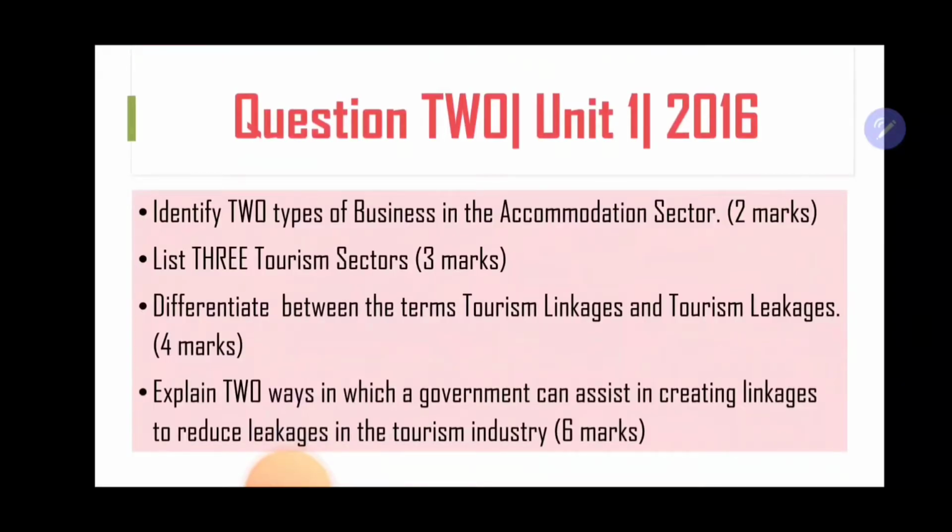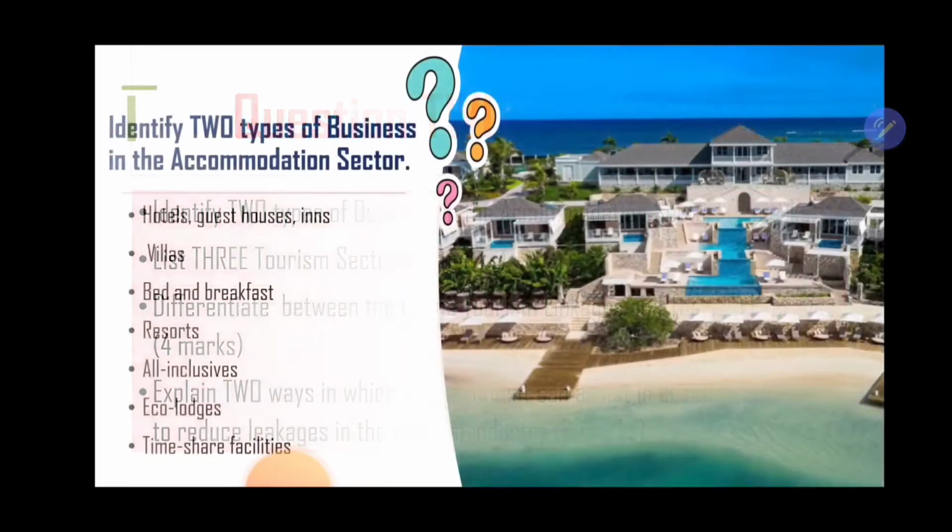2 marks. List 3 tourism sectors. 3 marks. Differentiate between the terms tourism linkages and tourism leakages. 4 marks. Explain 2 ways in which a government can assist in creating linkages to reduce leakages in the tourism industry. 6 marks. Now, let's look at them in a little more detail.